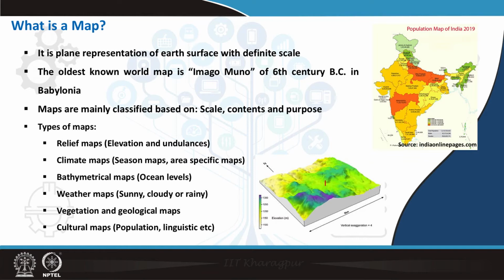So I hope everyone understood what a map is. There are different types of maps, different ways of representing a map. You represent based on scale, you represent based on contents, and you represent based on purpose.